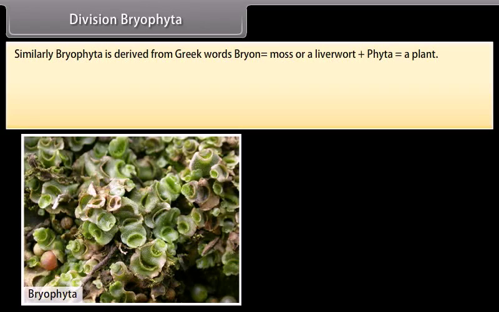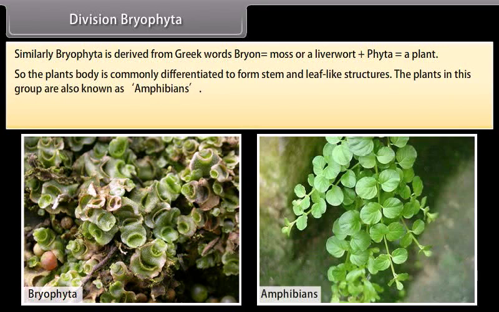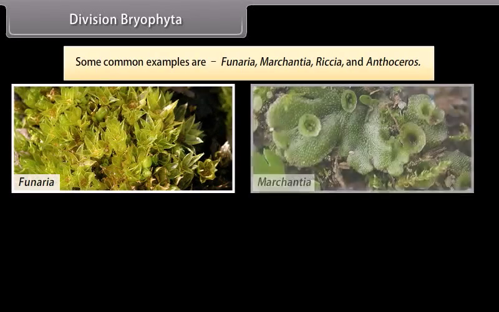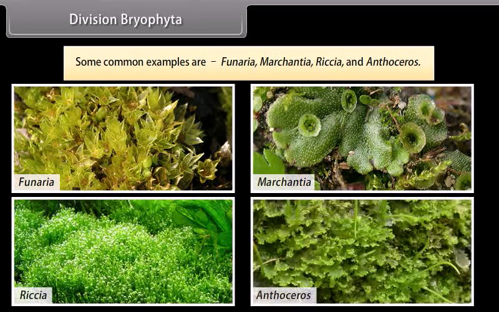Division Bryophyta. Similarly, bryophyta is derived from the Greek words bryon, which means moss or a liverwort, plus phyta, which means a plant. So the plant's body is commonly differentiated to form stem and leaf-like structures. The plants in this group are also known as amphibians. There is no specialized tissue to conduct water and minerals. Some common examples are Funaria, Marchantia, Riccia, and Anthoceros.